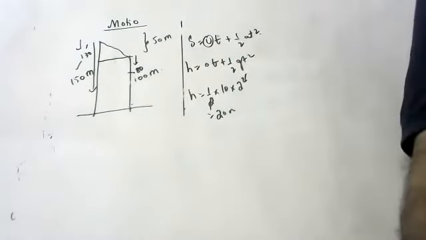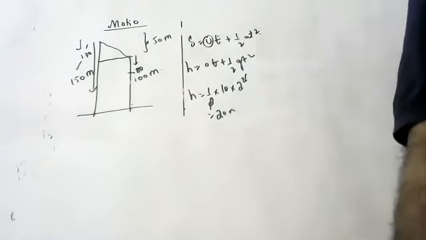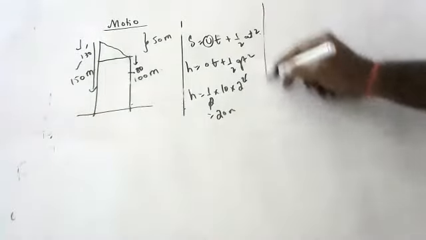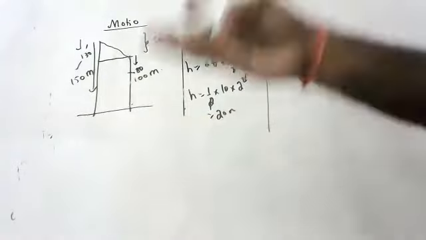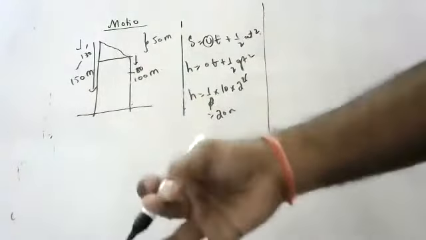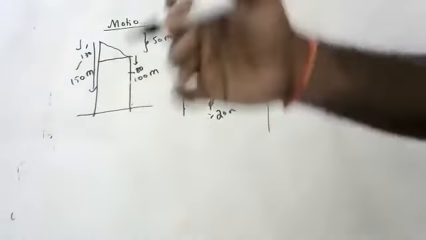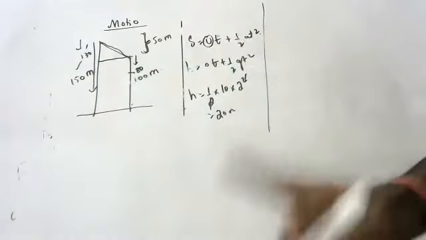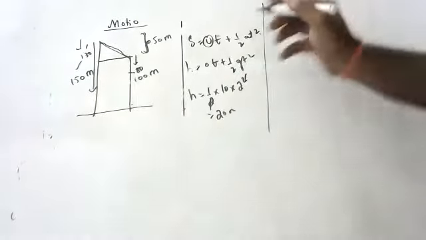That's what I'm saying. Are you able to understand, children, what I'm saying? Yes, sir. Both of them are dropped, so after 1 second, after 2 seconds, after 3 seconds, after 4 seconds, their height difference remains 50 only. So the difference in the heights is 50 meters even after 2 seconds.